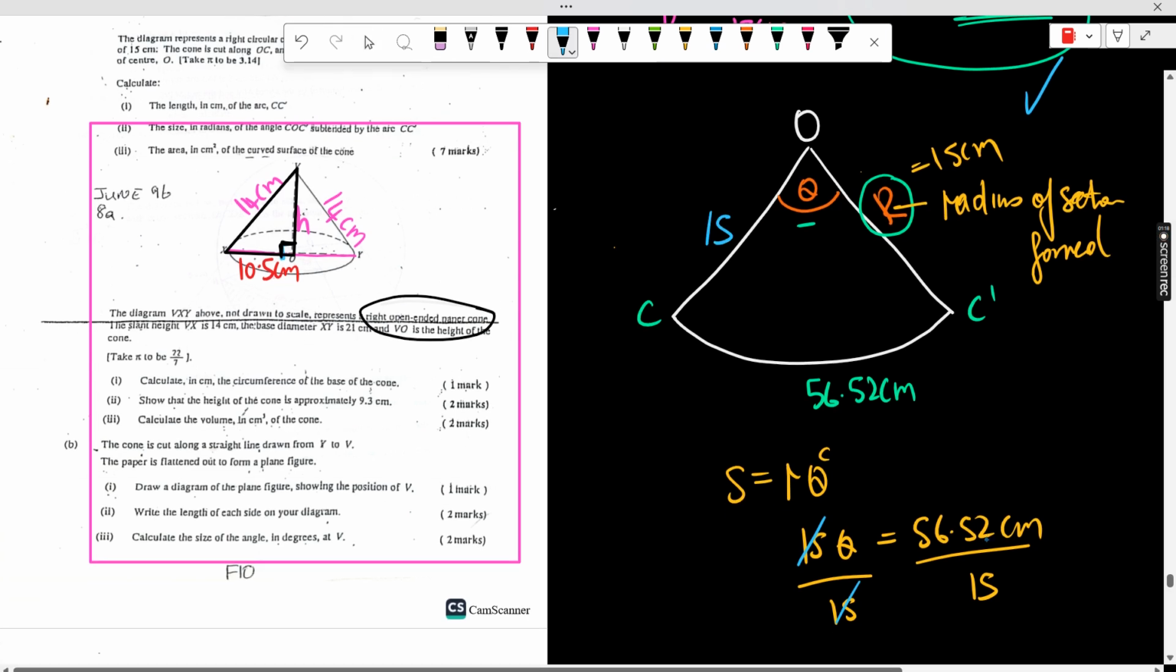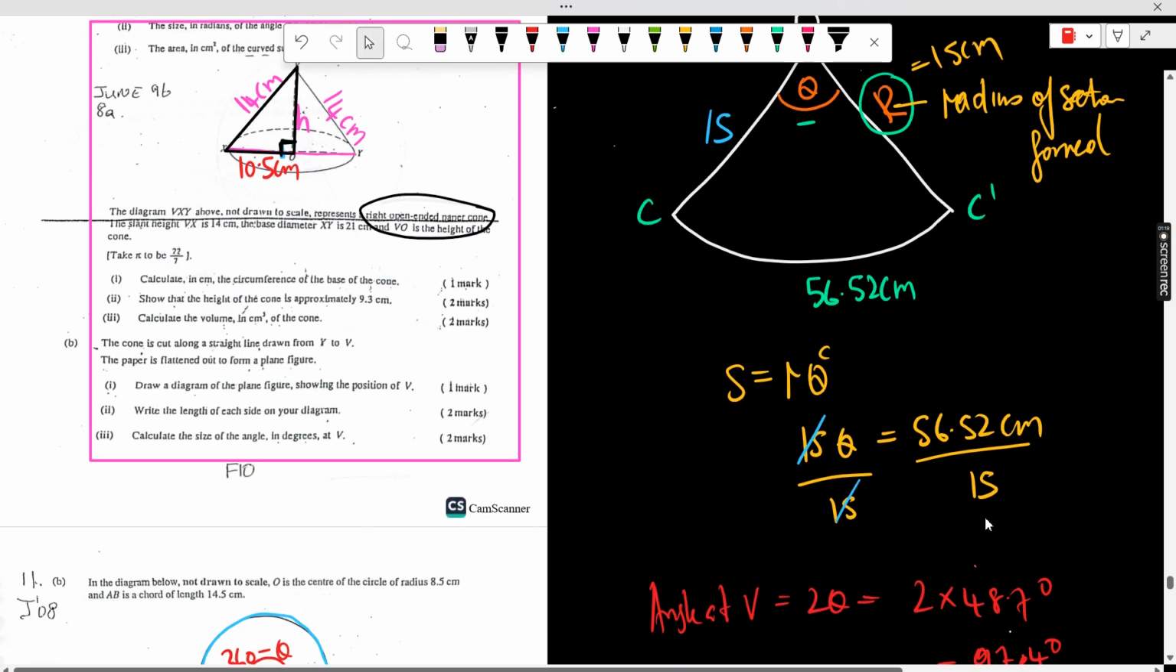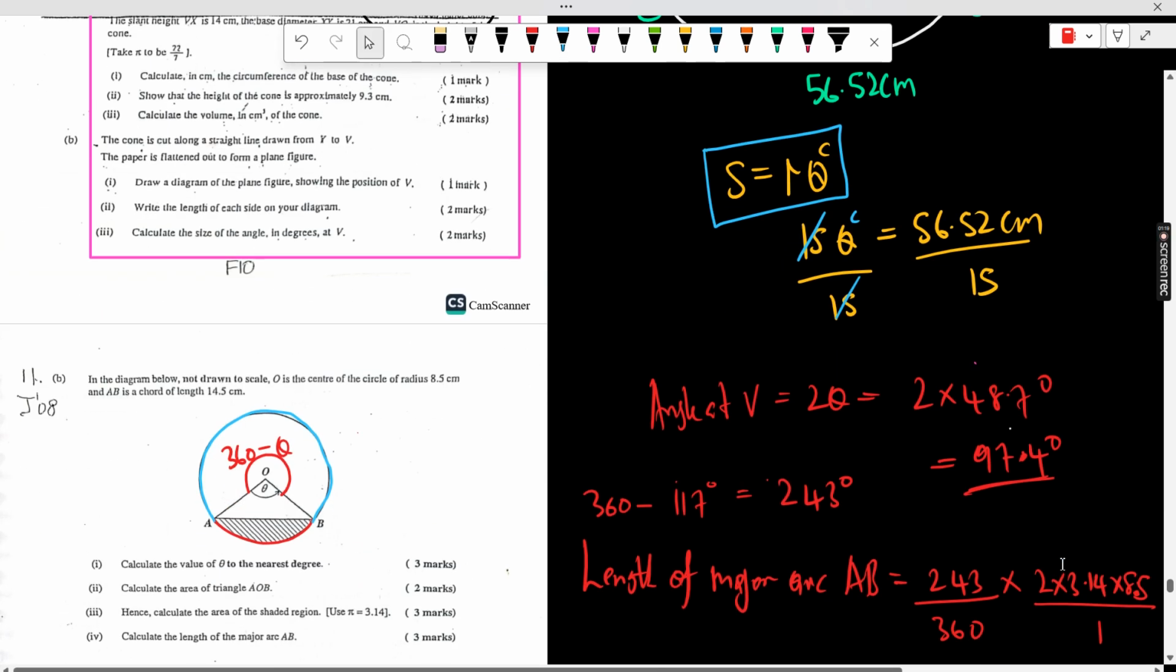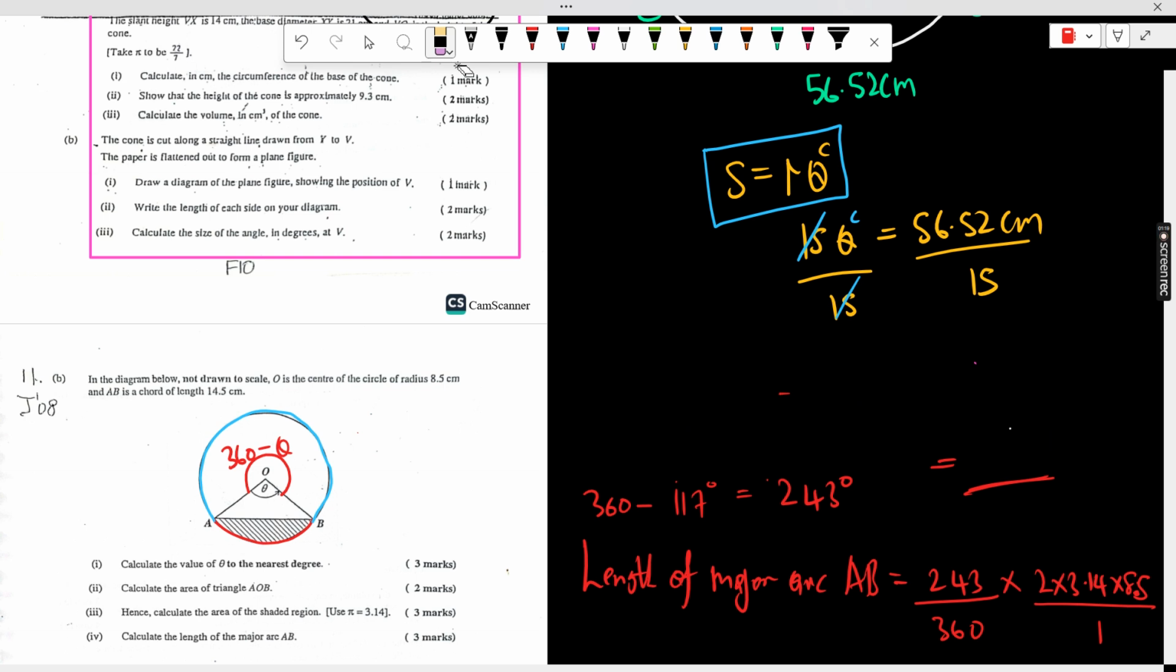So the radius of the sector is now 15. And using the formula for the length of an arc, S equals R theta, in this formula theta of course must be in radians, so that's a little c to indicate it is radians as opposed to degrees. I have the length of the arc, I have the radius, and therefore I simply solve for the angle theta. So go to your calculator and divide 56.52 by 15 and give me about two decimal places.